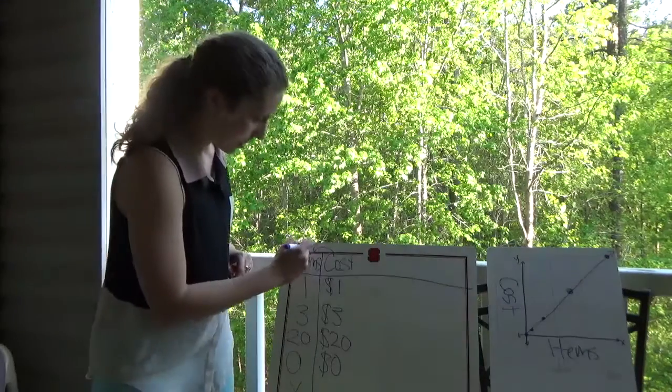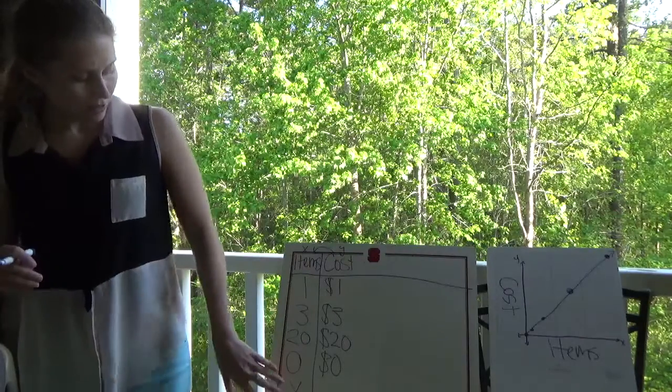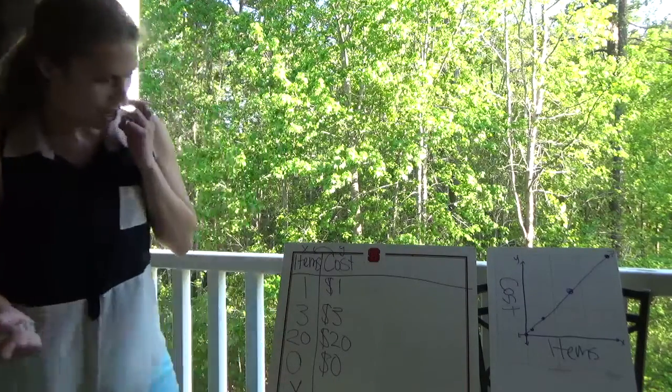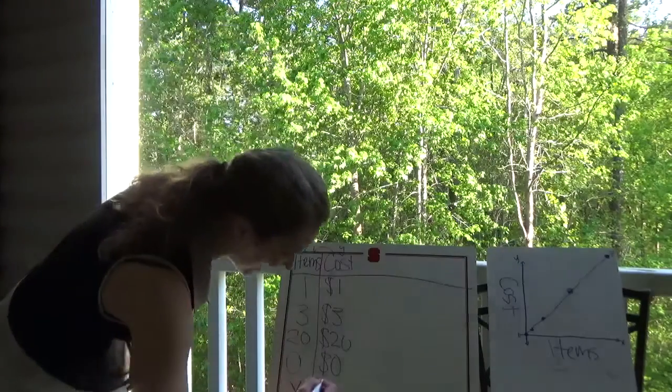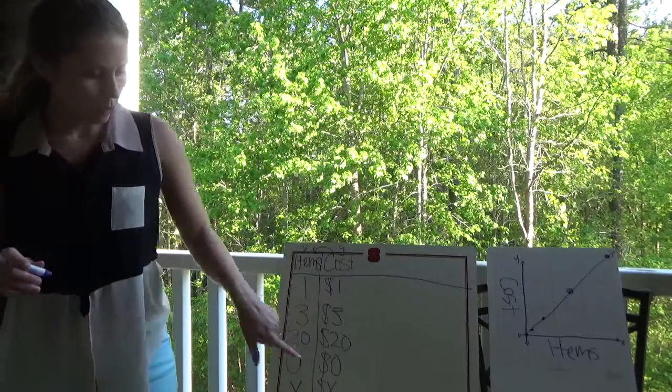So let's label them here, x and y. So what does this mean for us? If we have x items, if we buy x items, how much money do we spend? Well, just like all the others, you got it right. We spend x dollars. So y equals x.